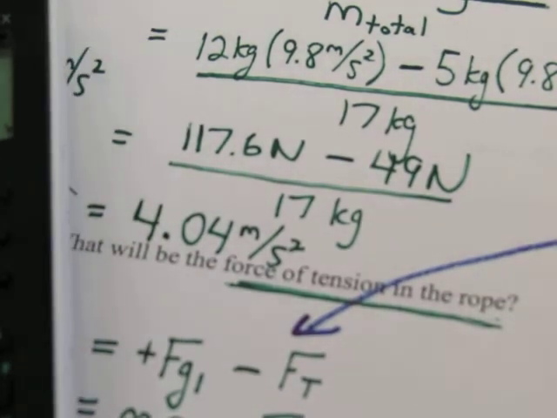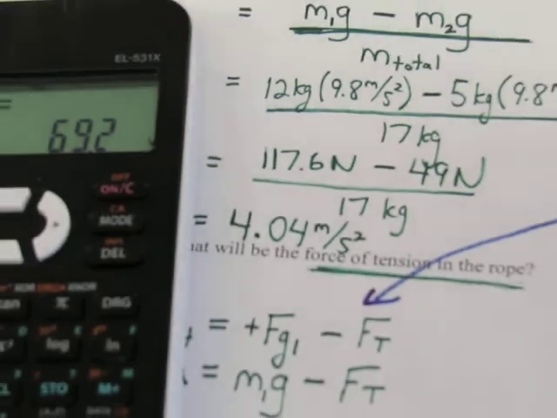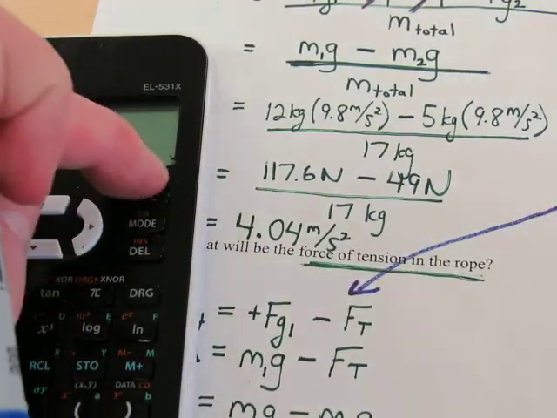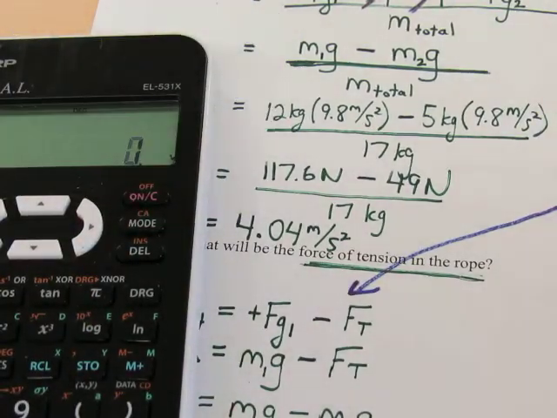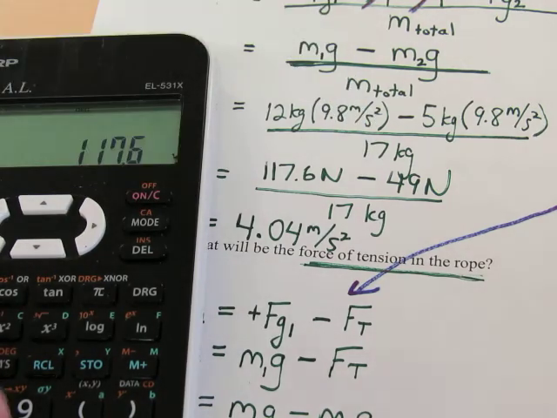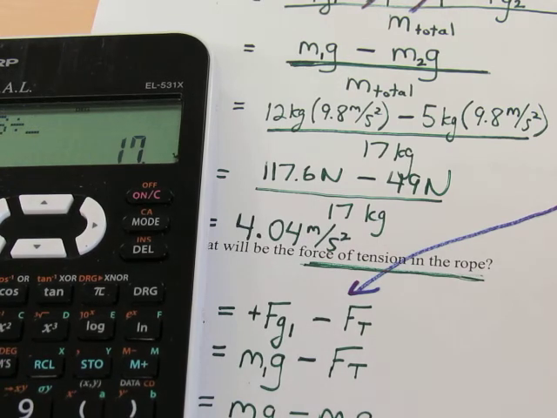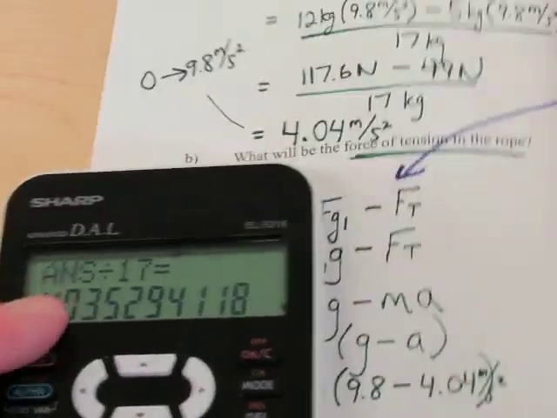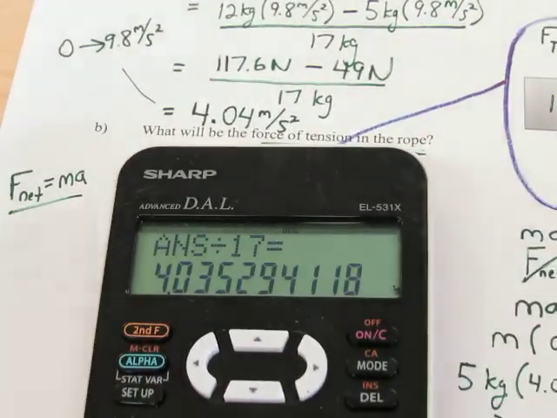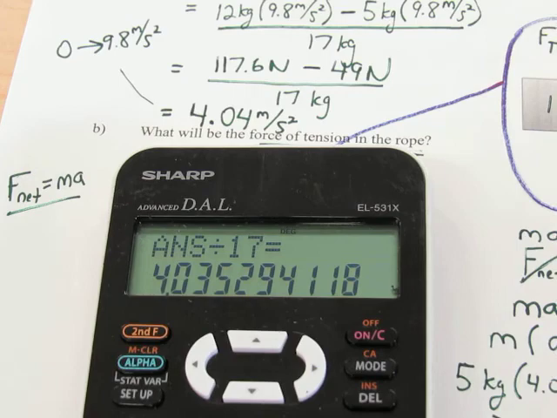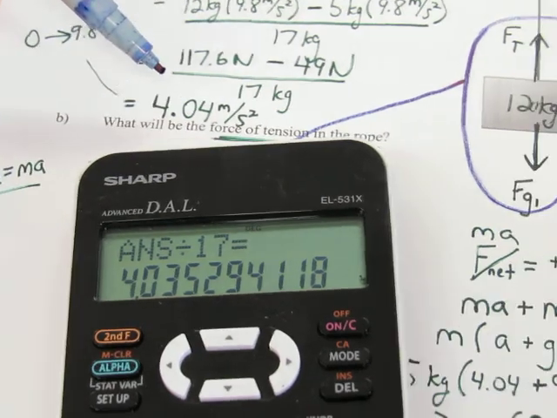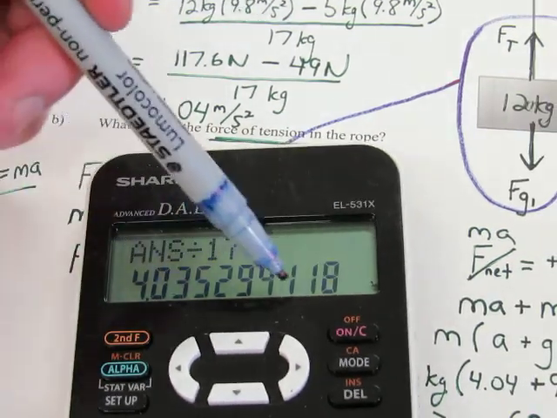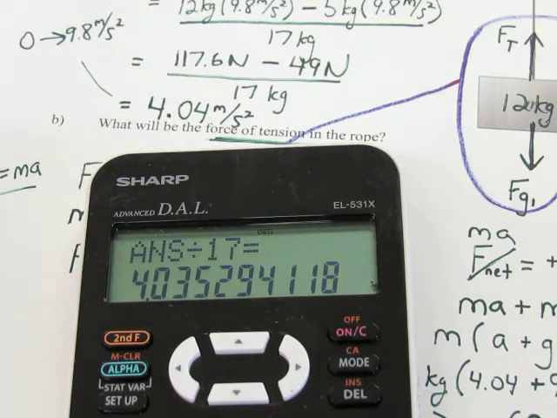let me show you on the calculator if I can get it into the same frame. All right, when I did this line in part A, 117.6 minus 49 divide by 17, the answer wasn't 4.04. The answer was this. This is one place in the curriculum where the more decimals that you write out, the more accurate your answer is going to be in part B.